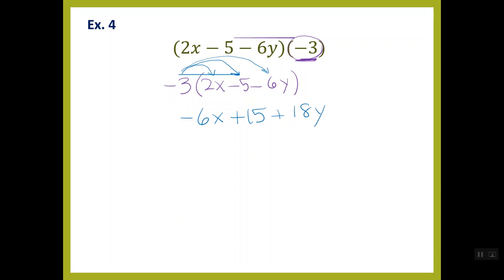Now, one thing that we like to do is order the terms in alphabetical order and put the constant at the end. So you can see I have a negative 6x, and I'm going to keep that first, but then I'm going to rearrange and take my 18y and put that next, plus, notice that's a positive 18y, so I'm going to write plus 18y. And then I'm going to take my 15 and put that at the end, my plus 15. So I've just rearranged it, rewriting the same terms, but in a different order so that they're alphabetical.